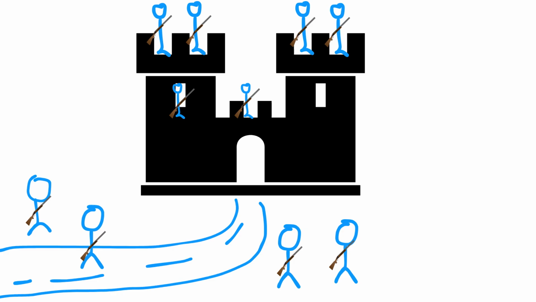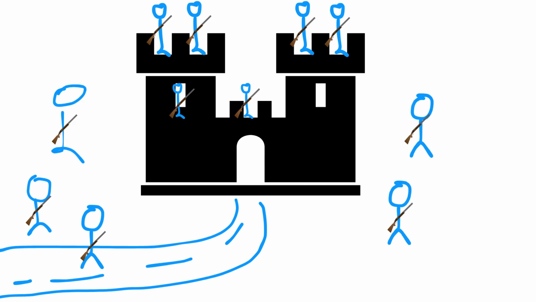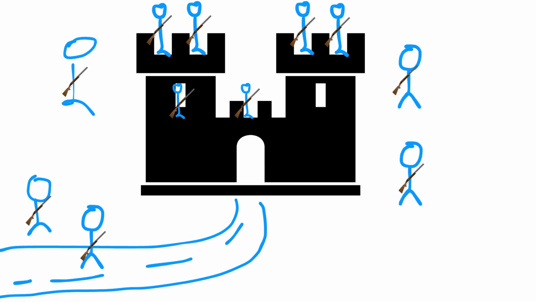Siege. Siege tactics involve surrounding a fortified enemy position and subjecting it to a prolonged blockade and bombardment to force its surrender. Sieges are often used to capture or neutralize key strategic locations.